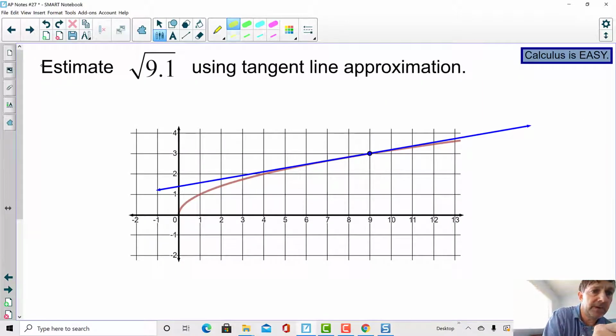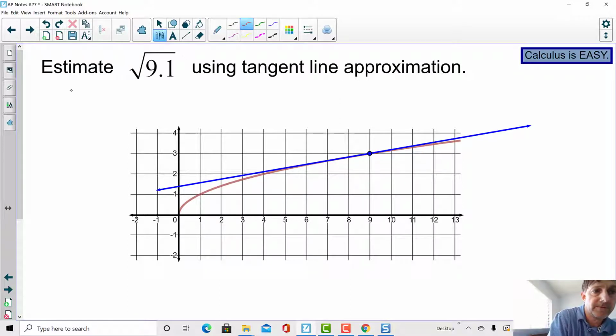Okay, for this example, we're going to estimate the square root of 9.1. We're going to do it using tangent line approximation. You can see right here that we have the square root of x function. And then the blue line is the tangent line, but it goes through the point (9, 3).